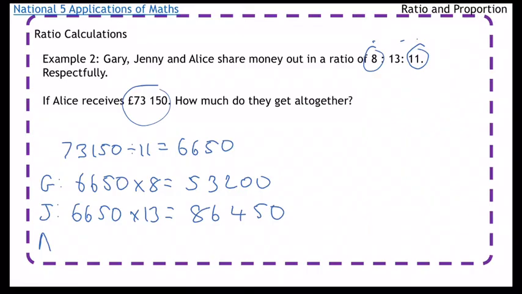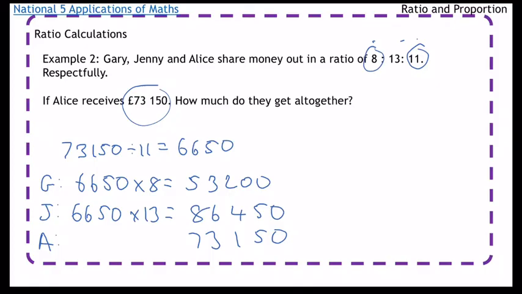That leaves us with Alice, but we already know what Alice is. It's 73,150. If you look at the ratio, what you'll notice is that Gary should have the least because Gary's the 8. Jenny should have the most because she's 13, and Alice is in the middle, because she's got 11. So you can compare your answers for what you have so far with the ratio. And if I look, it does make sense.